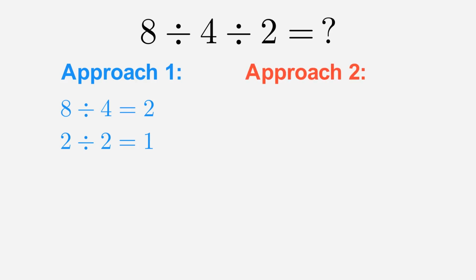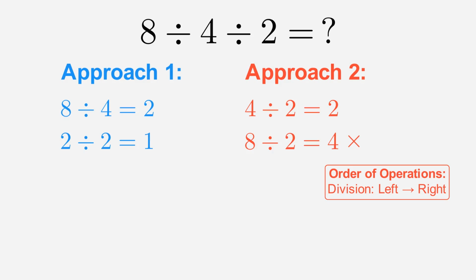Or maybe you went the other way. 4 divided by 2 is 2, then 8 divided by 2 is 4. Both seem logical, but only one is correct. The rule is simple, but everyone forgets it.